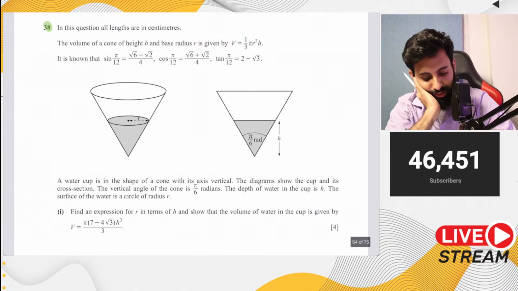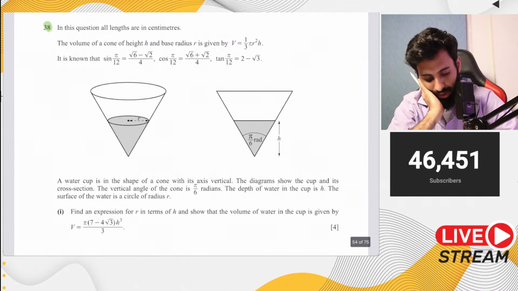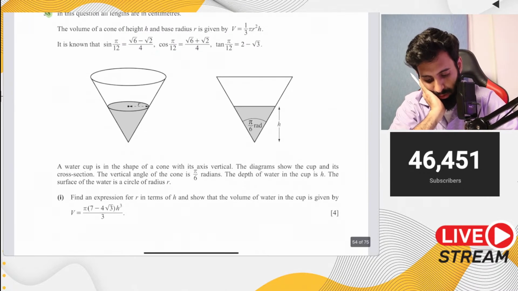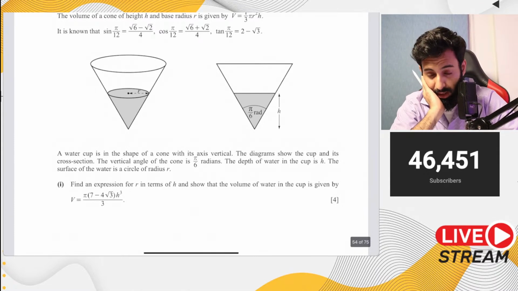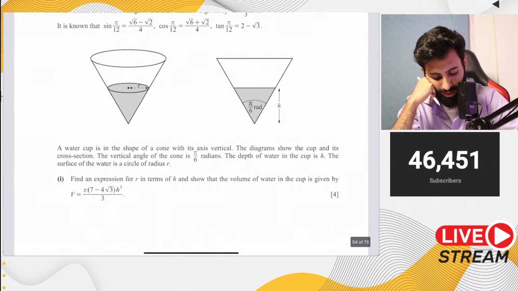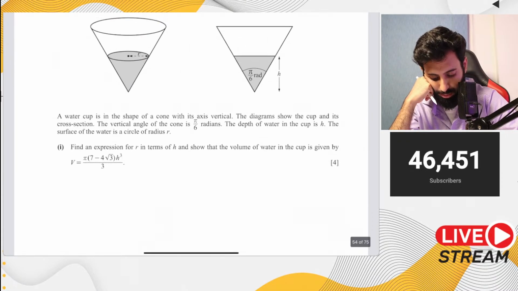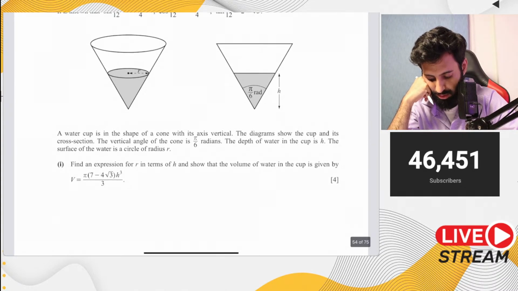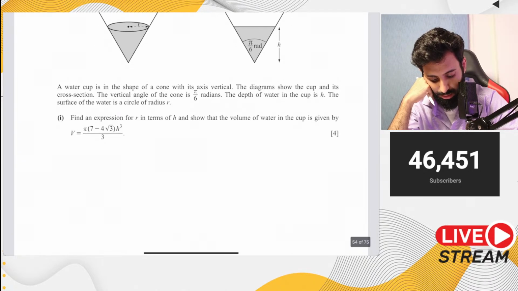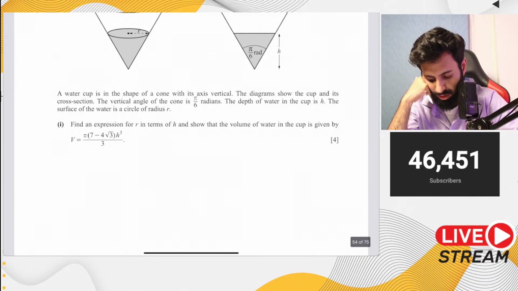So it says the volume of a cone of height h and base radius r is given by so and so. It is known that sin pi upon 12 equals so and so, cos pi upon 12 equals so and so, and tan pi upon 12 equals so and so. Then it says the water is in the shape of a cone with its vertical axis. The diagrams show the cup and its cross section. The vertical angle of the cone is pi upon 6 radian. The depth of water in the cup is h. The surface of the water is a circle of radius r. Okay, that's a lot of information. Find an expression for r in terms of h and show that the volume of water in the cup is given by so and so.